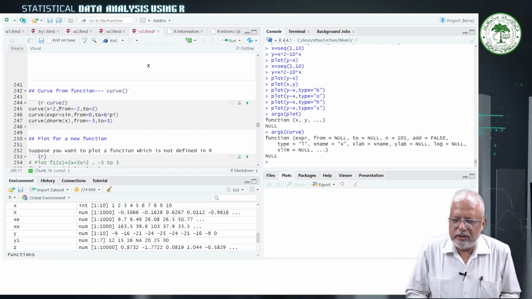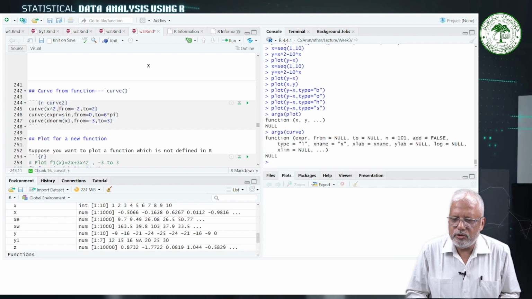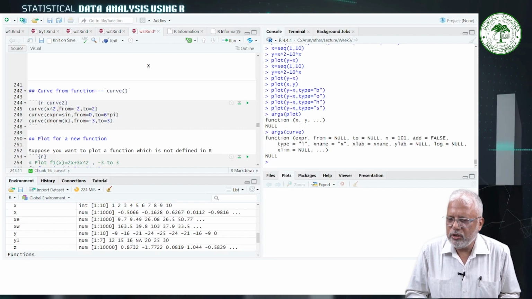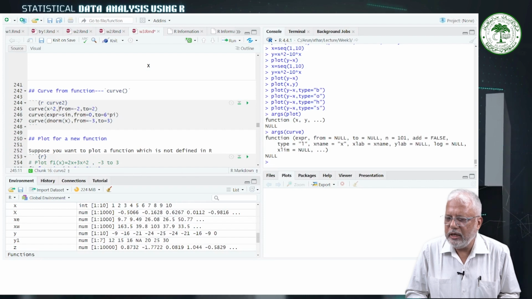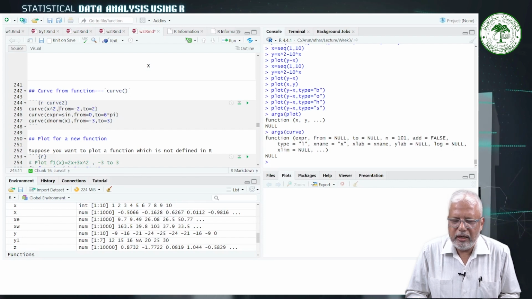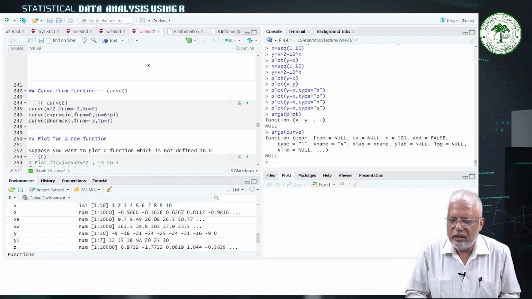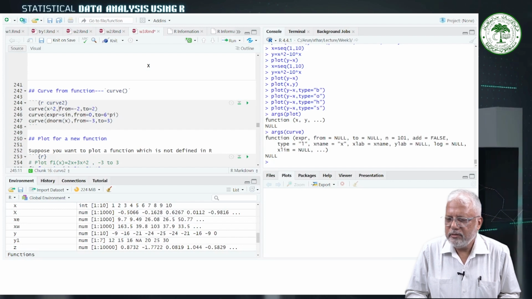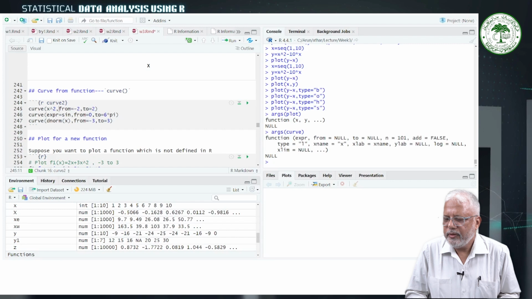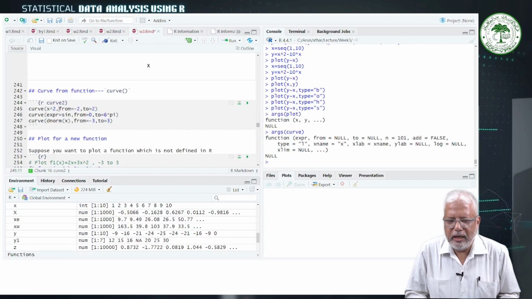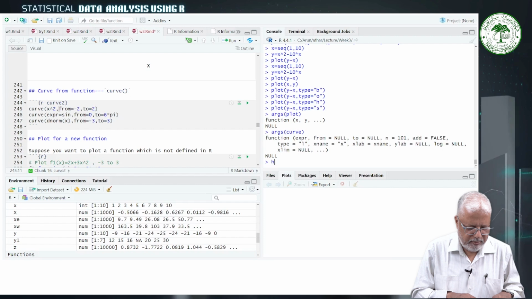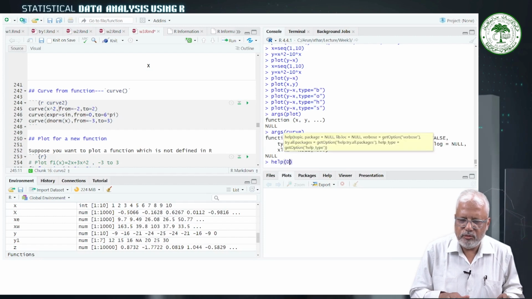The first argument is expression. From is equal to the lower bound, to is equal to the upper bound, n is equal to 100 points, add is equal to false, and type is equal to L, xname is equal to x, xlab is equal to xname, and then ylab is equal to null, and log is equal to null, xlim. So these are the options, and we can have help about curve.